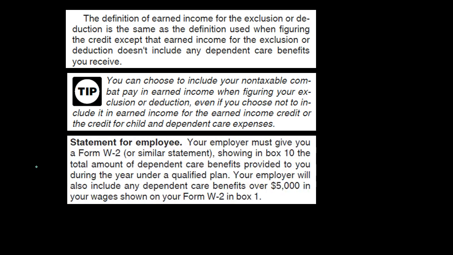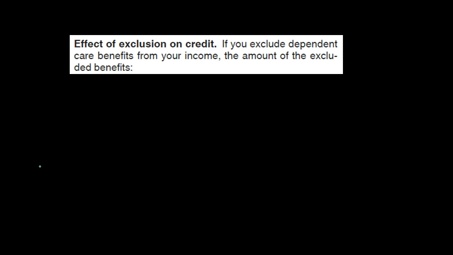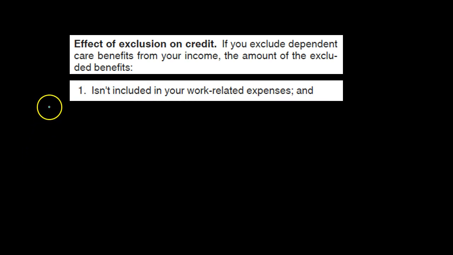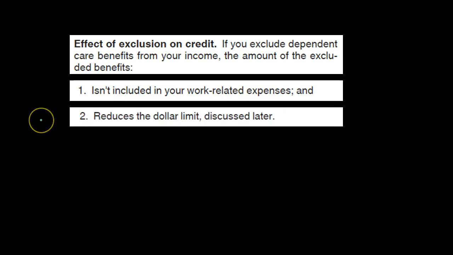Statement for employee. Your employer must give you a Form W-2 or similar statement showing in Box 10 the total amount of dependent care benefits provided to you during the year under a qualified plan. The employer will also include any dependent care benefits over $5,000 in your wages shown on Form W-2, Box 1. Effect of exclusion on credit. If you exclude dependent care benefits from your income, the amount of the excluded benefits, 1, isn't included in your work-related expenses and 2, reduces the dollar limit discussed later.